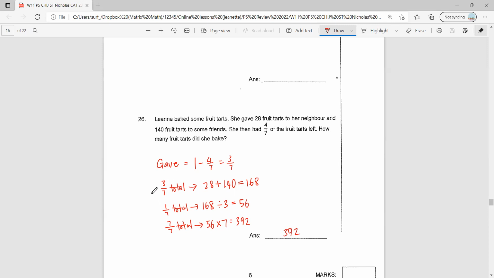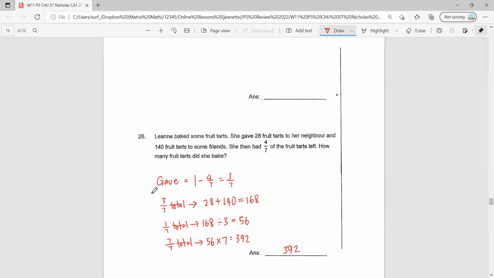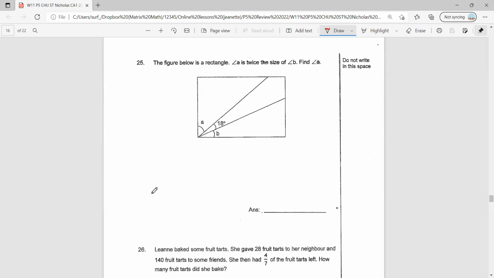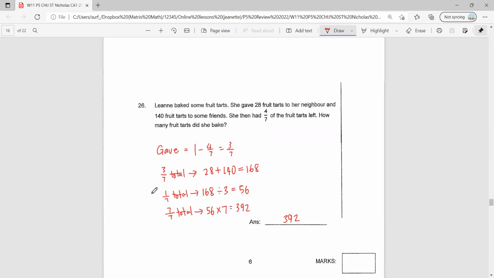$25, anyone need? Angle question. Okay. I'm not done. Oh, sorry.